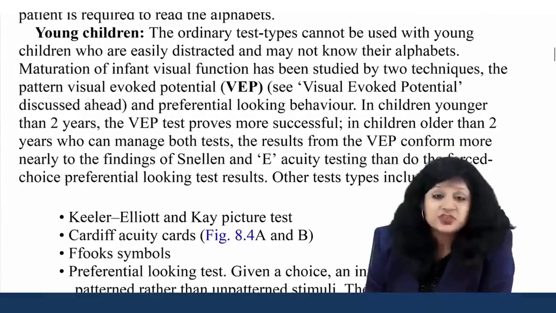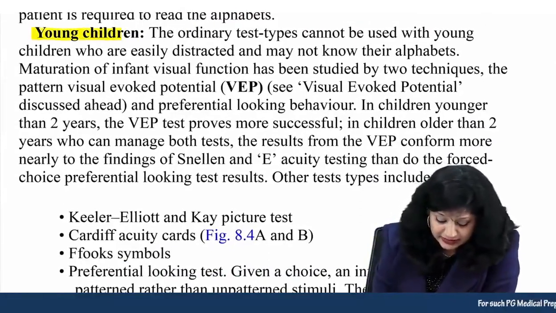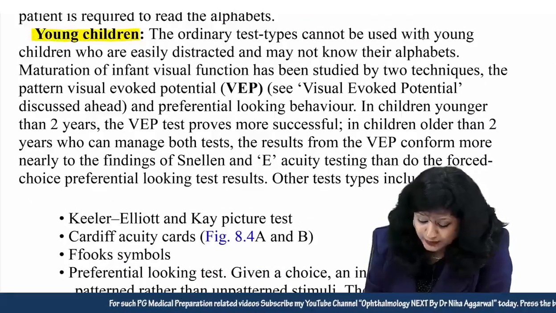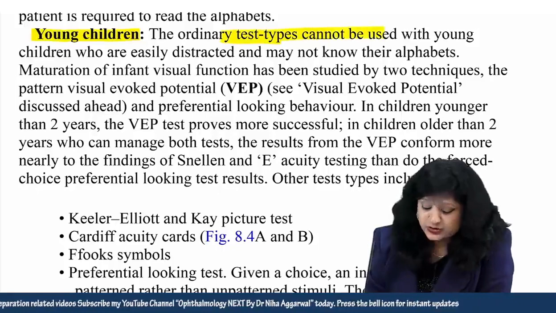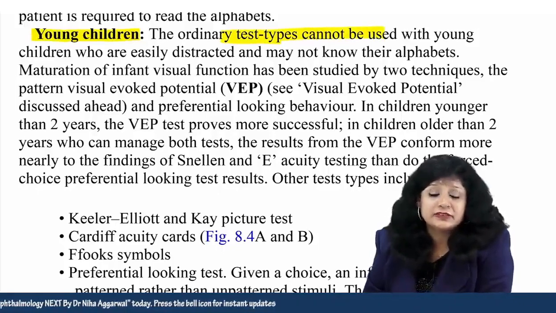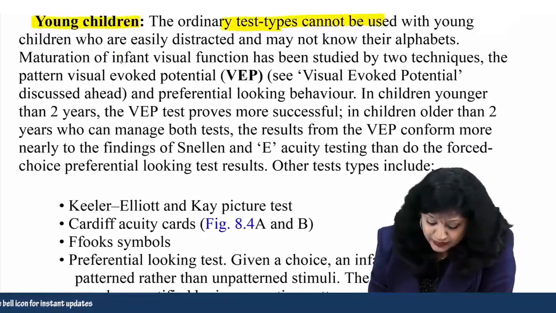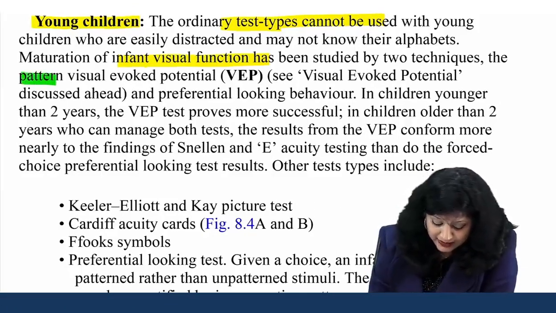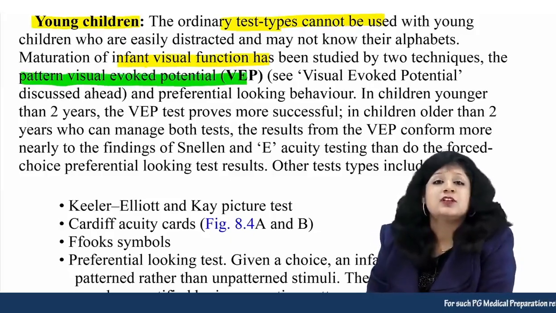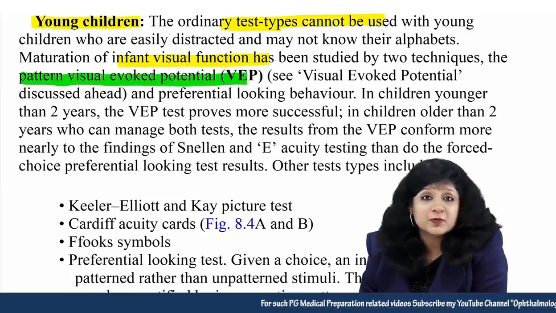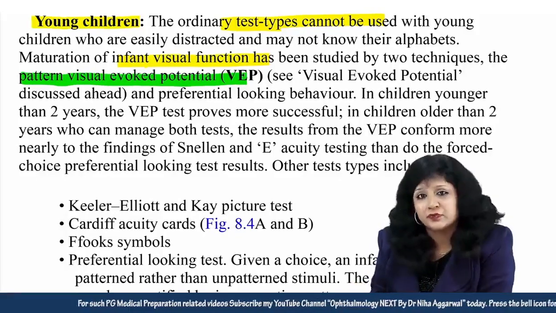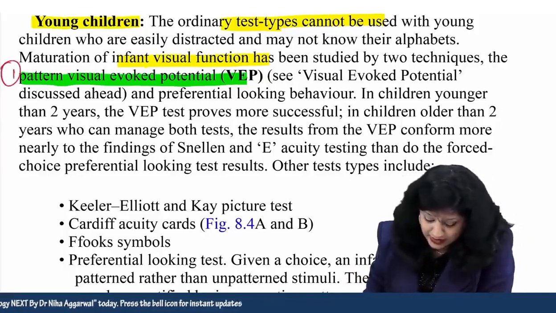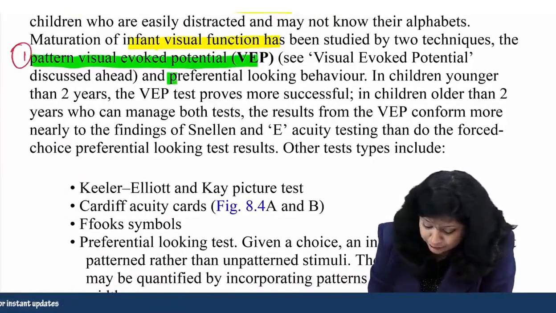Now the next challenge is taking the visual acuity in young children. So the ordinary test types cannot be used in young children because they are easily distracted, they do not know the alphabets, right? So maturation of the infant visual function has been studied by two techniques. The first is the pattern visual evoked potential. Visual evoked potential, if you remember, we have got two types. One is your flash VEP and another is a patterned VEP. So the pattern VEP we can use, this is your number 1, okay, and the second is your preferential looking behavior.